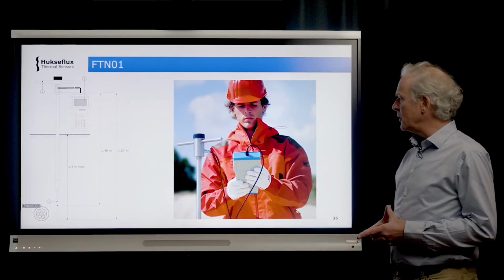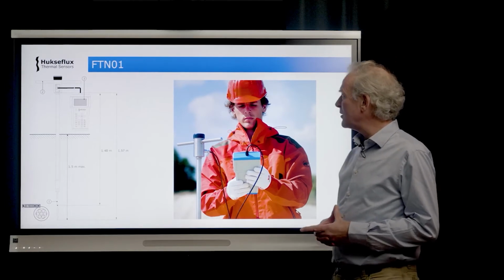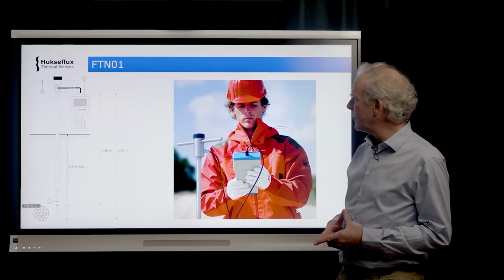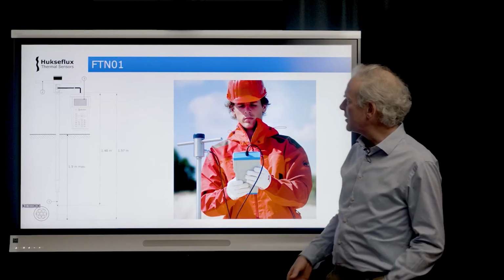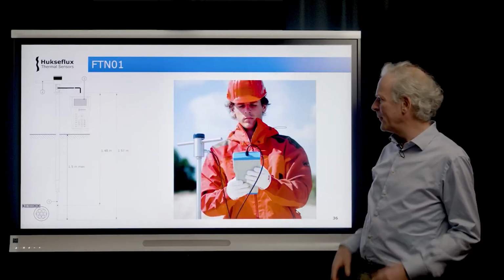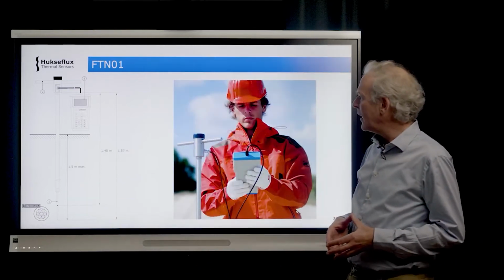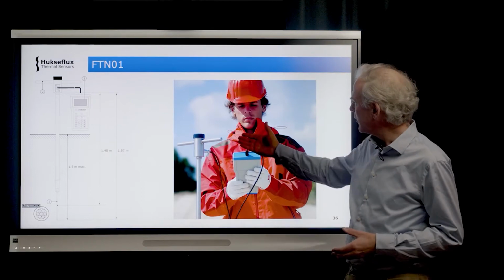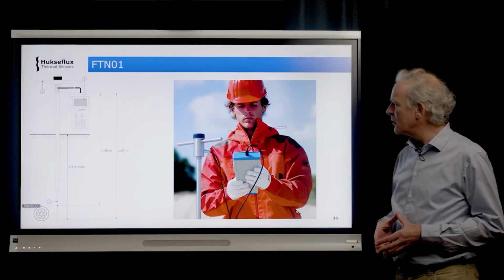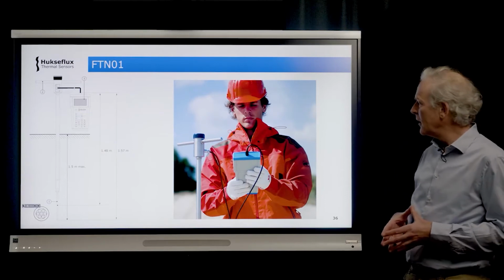The first system that we sell at HuxFlux is our FTN01 system, field thermal needle. It consists of a 1.5 meter rod plus a needle at the end. And here you see a picture of the system in use. It also contains a handheld readout and control unit.